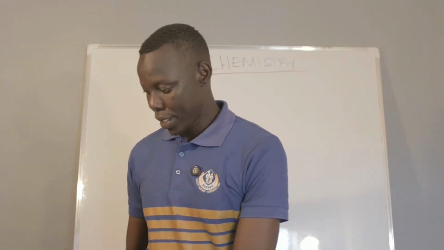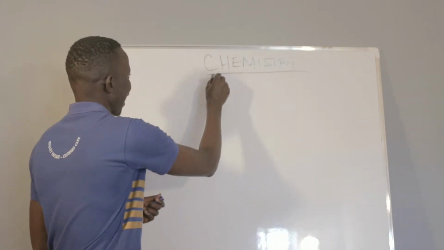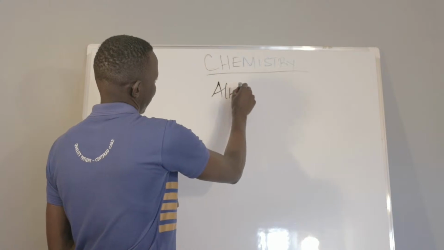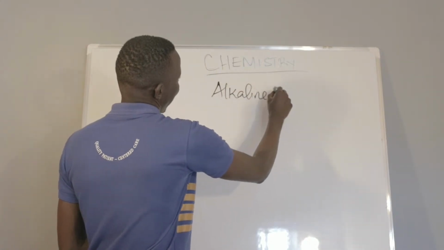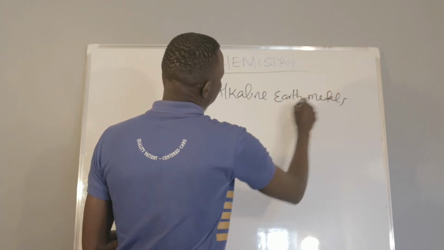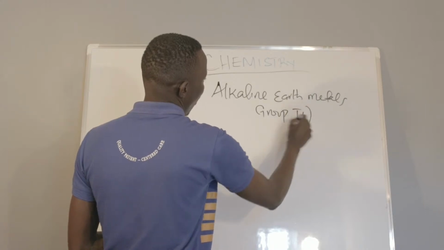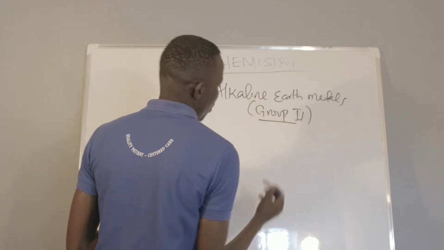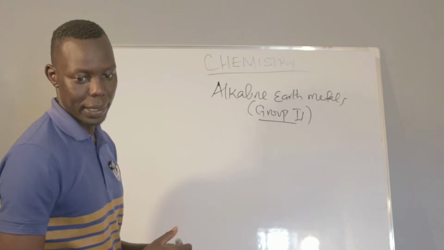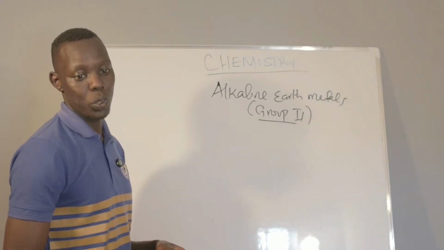So thank you for joining me. I would like to start our lesson, and what we are discussing today is alkaline earth metals. Basically, they are group 2 metals, group 2 elements. When writing the name of the group, you use Roman numbers. That is what we are always telling you to check on.